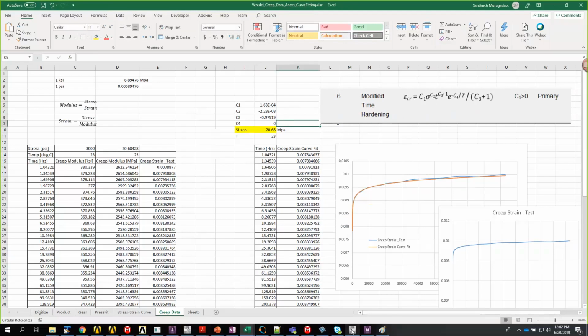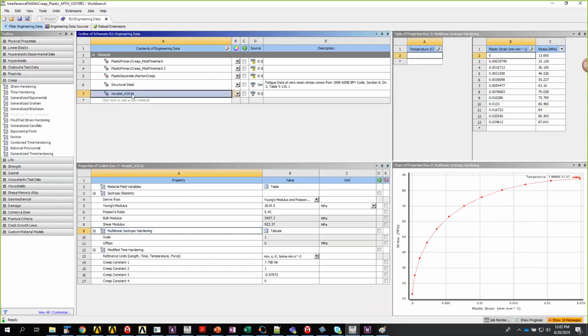Having done this, now we need to feed in this data. For this particular material, we can choose the modified time hardening, drag and drop, and then it will ask for the constants. We have to provide the constants. One thing you have to make sure is the stress unit used here is Newton per mm squared, MPa. So you have to use the unit system here.